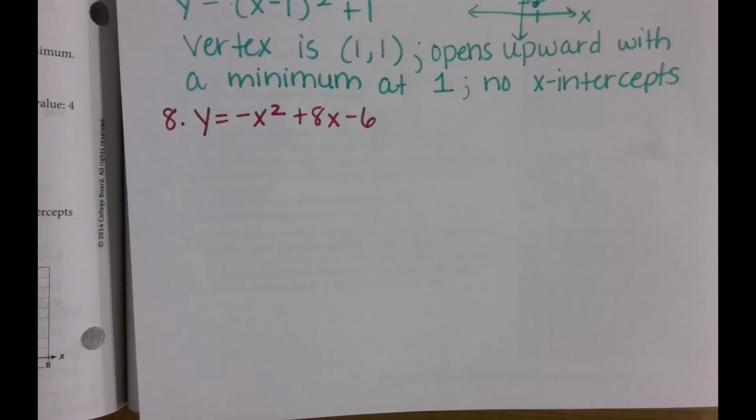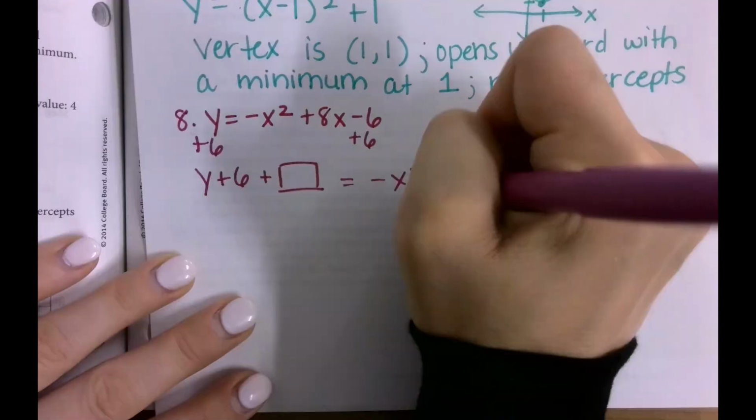I should have done it, so y equals negative x squared plus 8x minus 6. Now the constant goes over to the other side. So I'm going to add 6 to both sides, y plus 6 equals negative x squared plus 8x.